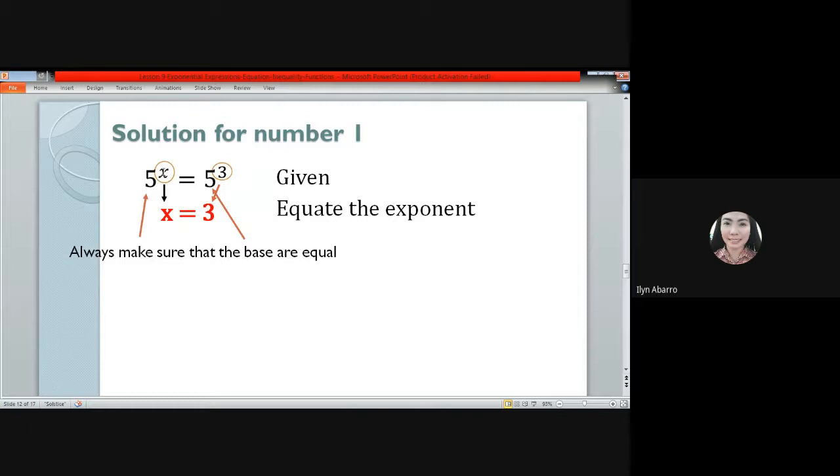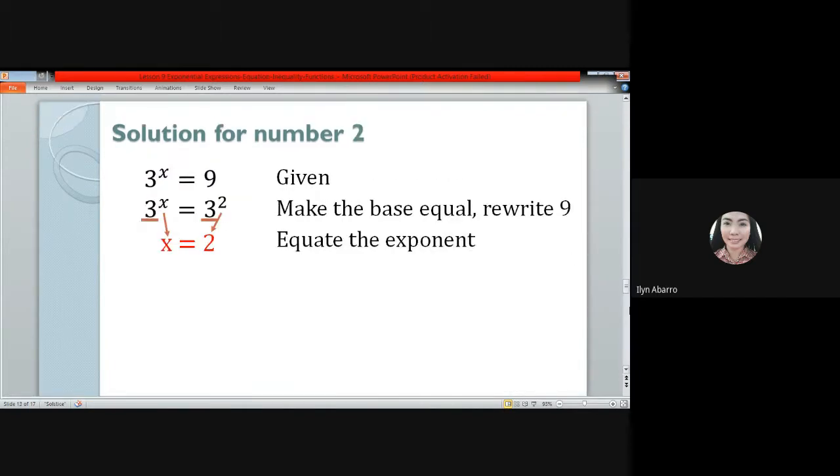So, pwede natin i-equate yung x is equal to 3. So, the answer is 3. Okay? So, yan. Answer for number 1 is 3. Let us have number 2.